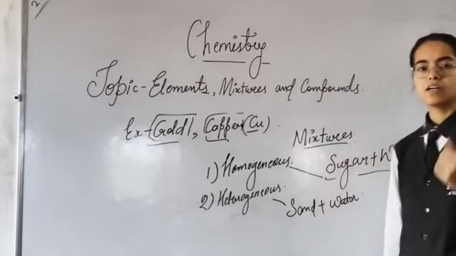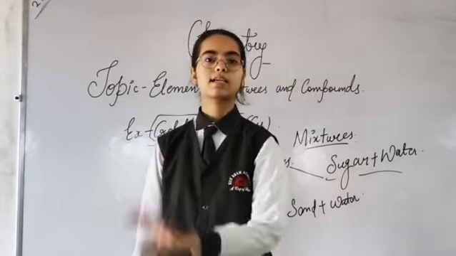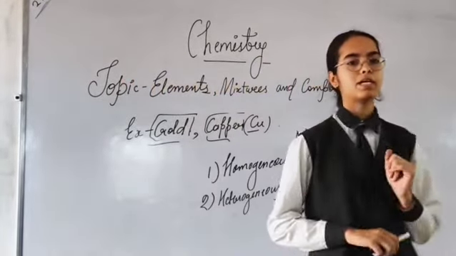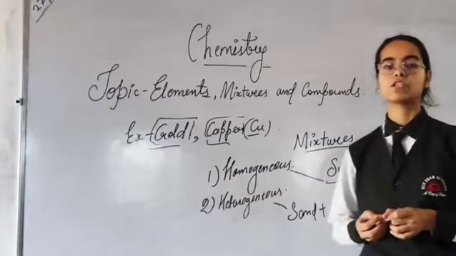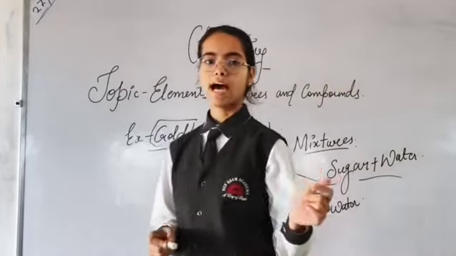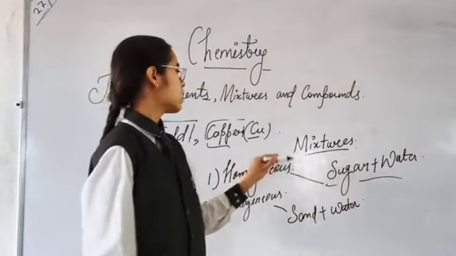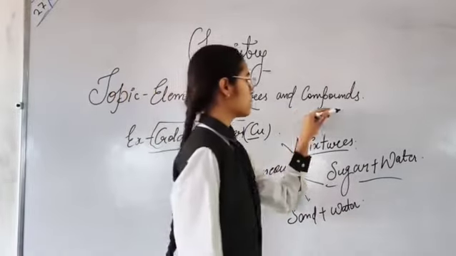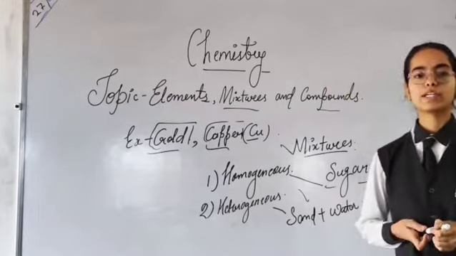So understand by the names only: homogeneous means the same, a mixture which does not have any visible boundary of separation, and a heterogeneous mixture is one which is different throughout and has a visible boundary of separation. Now this was about the mixture. Now let us come to the compound. So what is a compound?